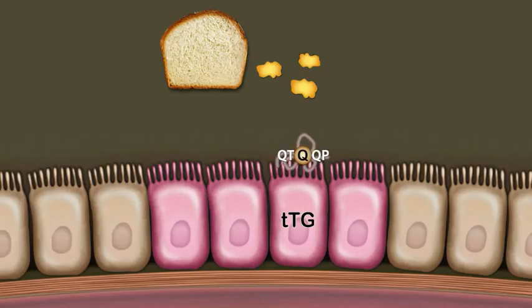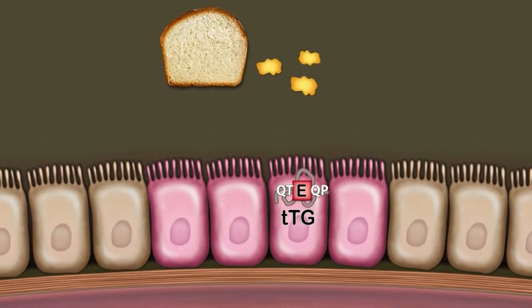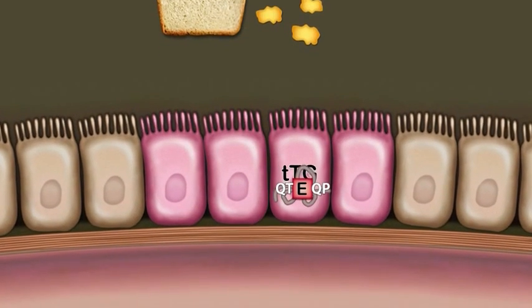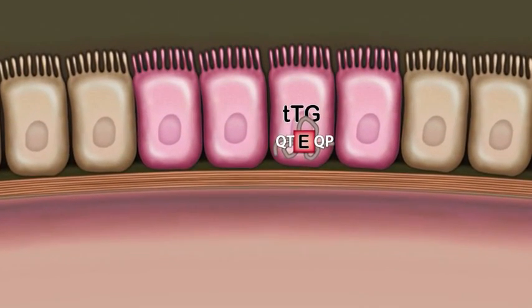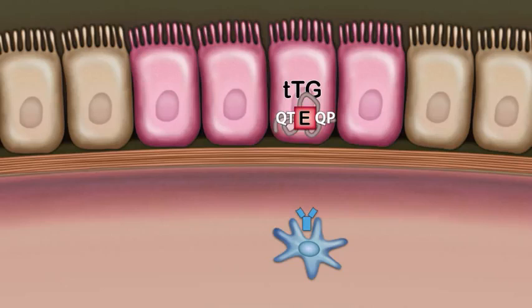Short strings of amino acids, known as peptides, remain as indigestible fragments of gluten that are rich in proline and glutamine. The amino acids are represented by the letters on either side of the glutamine, which is represented by the black letter Q. The intestinal TTG modifies the gluten peptides by changing glutamine to glutamate. The symbol for glutamate is the letter E.